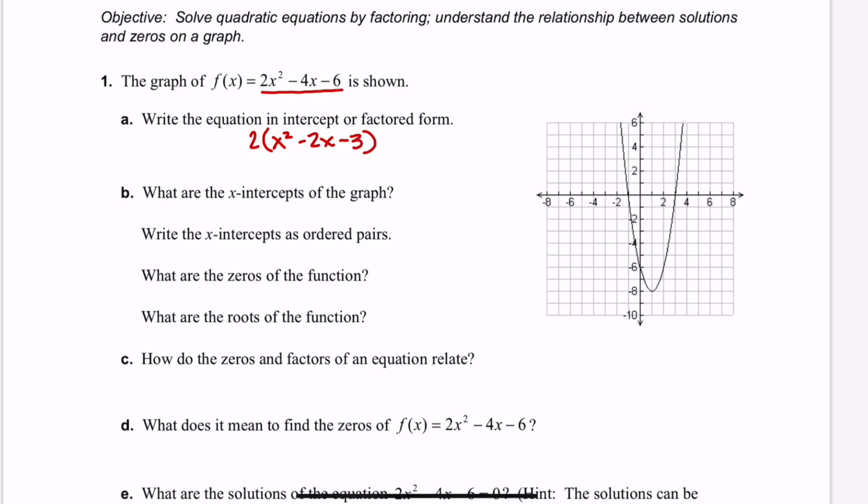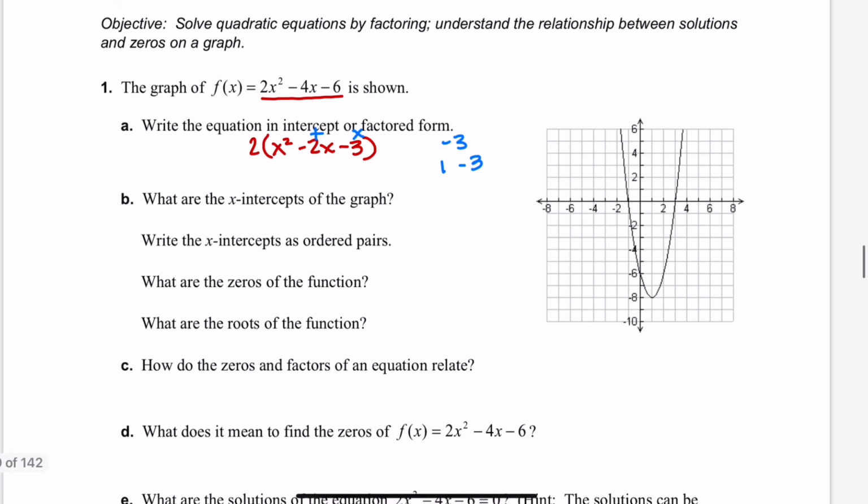Okay, so now we want to look at what's inside the parentheses. Notice this is an x squared. There's not a number in front of the x squared, so this is an easy factoring. We're just going to look for two things that add to negative 2 and multiply to negative 3. The only thing that multiplies to 3 is 1 and 3, but we're trying to get them to add up to negative 2. So we put a negative with the 3 and a positive 1. So we're going to have x plus 1 and x minus 3, and then we have our 2 in the front.